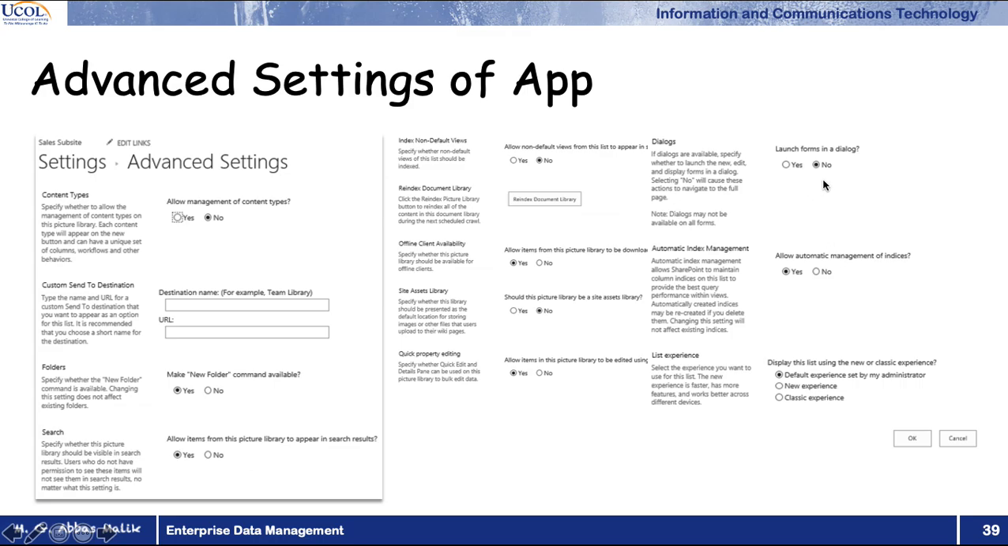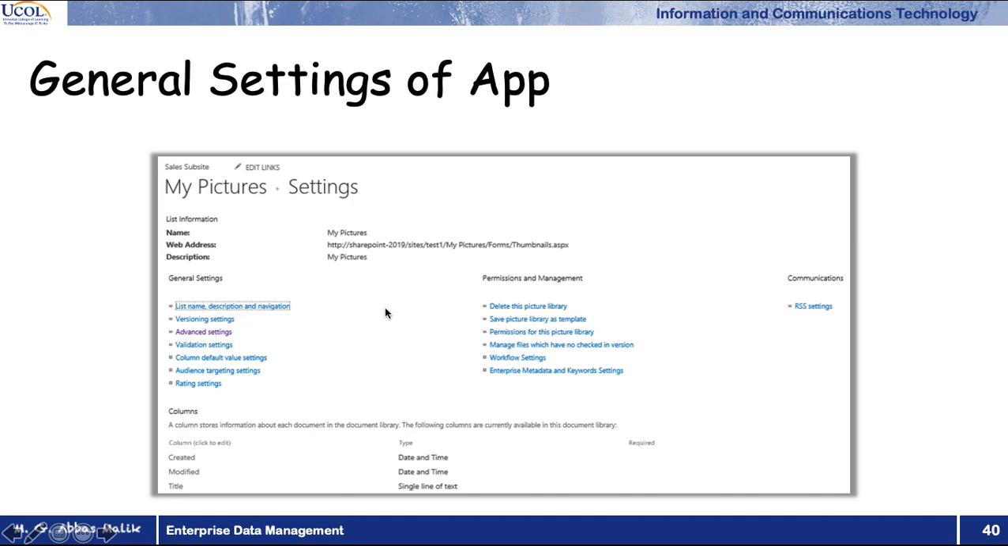And then according to our need, we can select those advanced settings for us. After all the changes that we have made here, we can click OK, and those settings will be applied on our picture library. The other thing is the name, description and navigation.